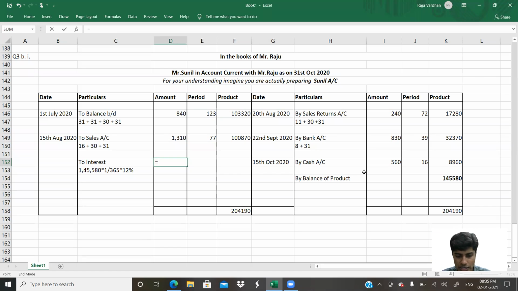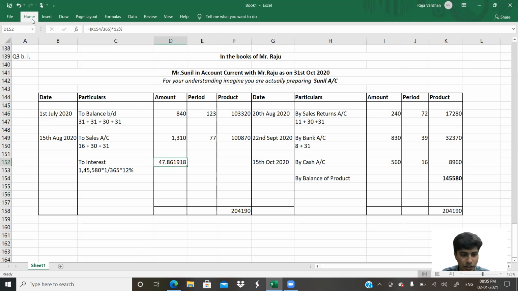Yeah, I'll do this. What is it? 1,45,580 divided by 365. I'll open brackets, select this, divide it by 365, close the bracket, and then multiply it by 12%. Wow, that's how I arrive at 47.86 rupees as interest.